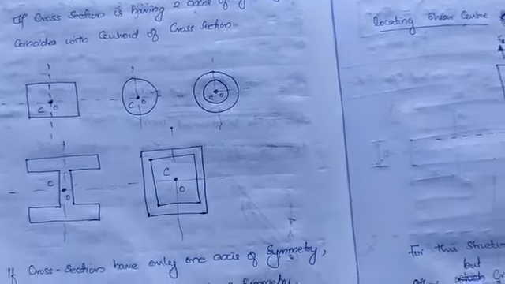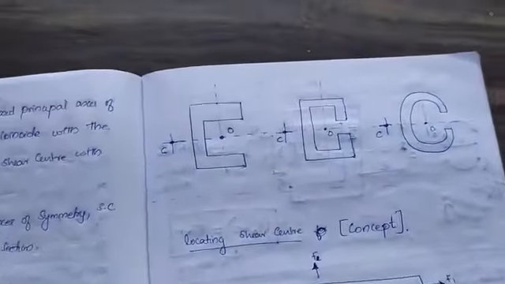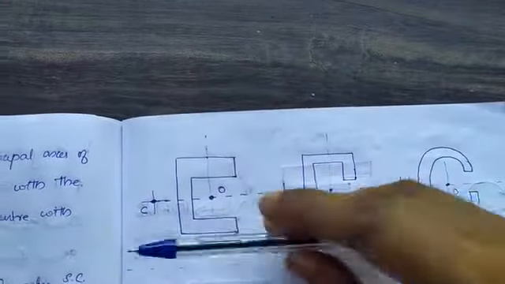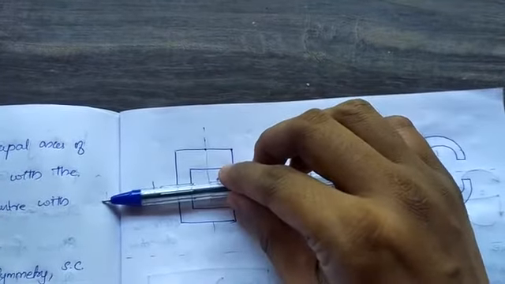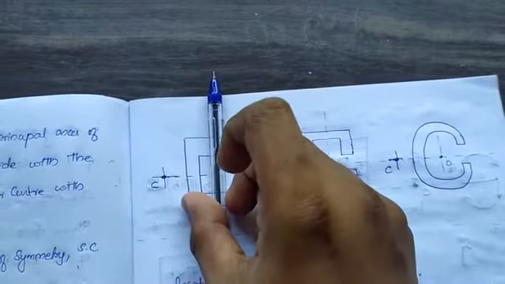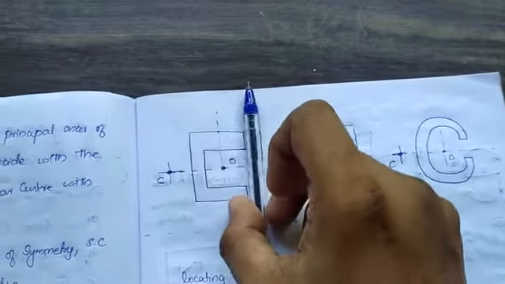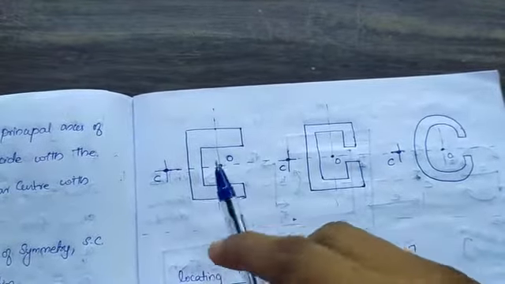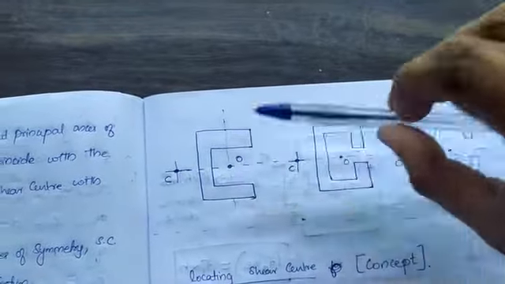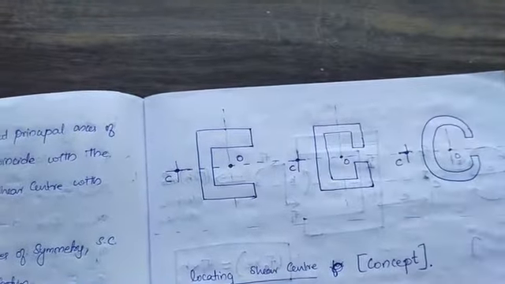Now, if the member has only one axis of symmetry, here you can cut like this only. You cannot cut like this, as this will not give the same material here. Here also like that. You can cut like this. You can also cut like this.